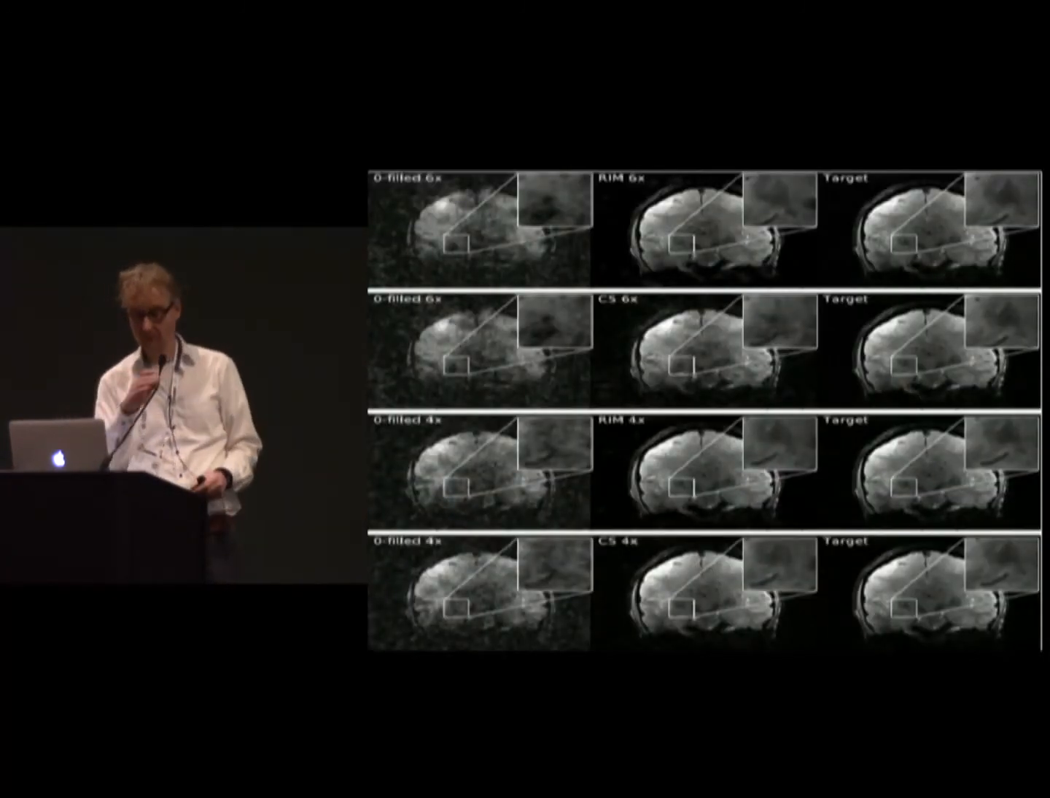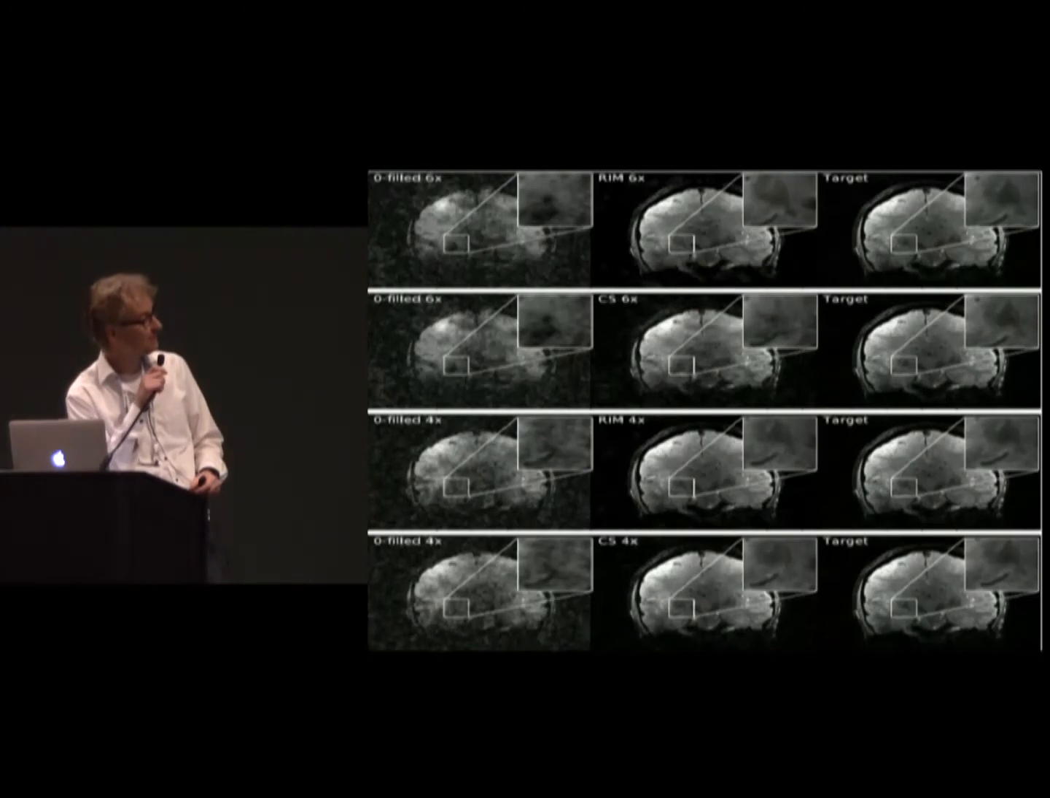Here are some further results. They're a bit hard to see, I think, because of the resolution. We compare to some competitor algorithms, like the compressed sensing algorithm that's out there. So this is 6 times downsampling, and 4 times downsampling here.